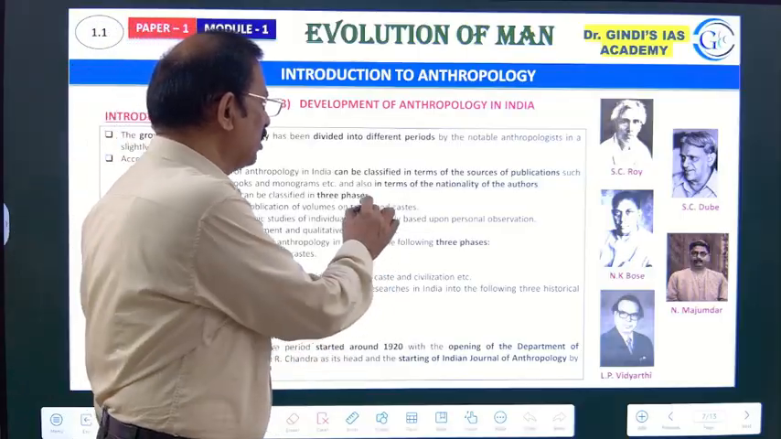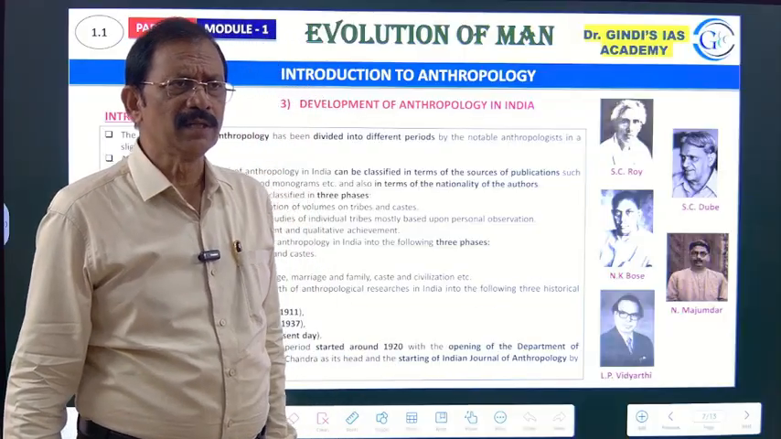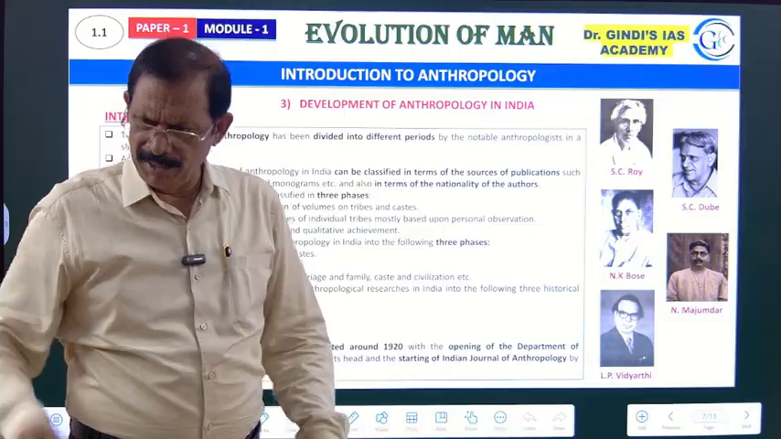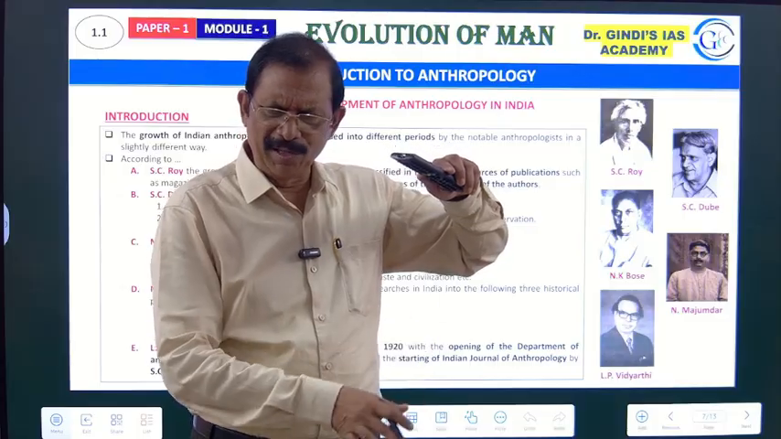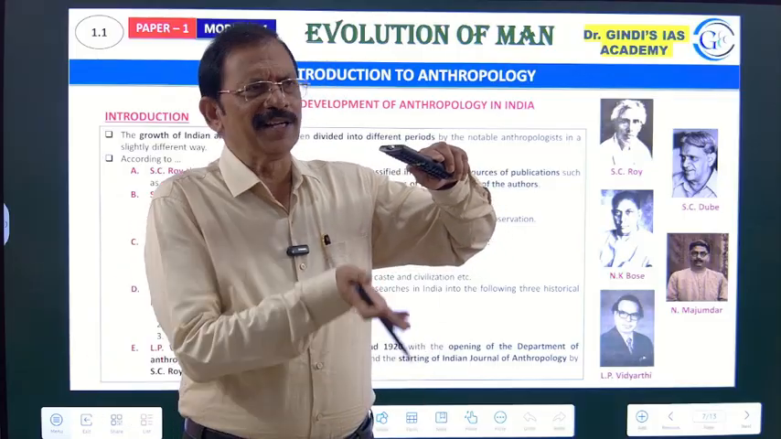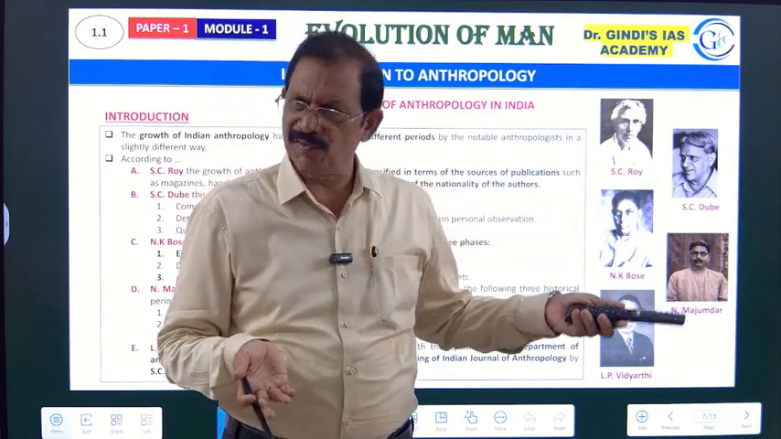Another classification was in terms of the nationality of the authors. In terms of the nationality of the authors, who were the authors? Britishers. Yes, this stage was purely confined to British authors. After that, Indian authors emerged. So this one is phase 1, phase 2, like this, another classification.